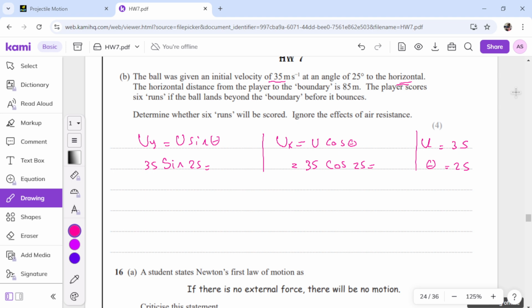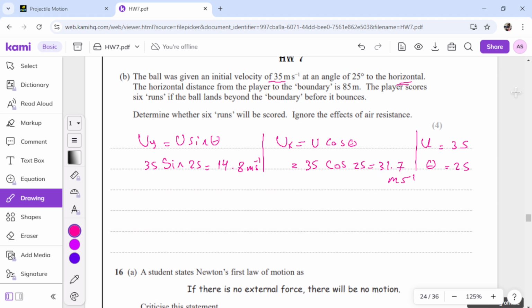So we have the horizontal component equal 31.7 meter second minus 1, and what about the vertical? The vertical is 14.8 meter second minus 1. Okay, now let's continue.